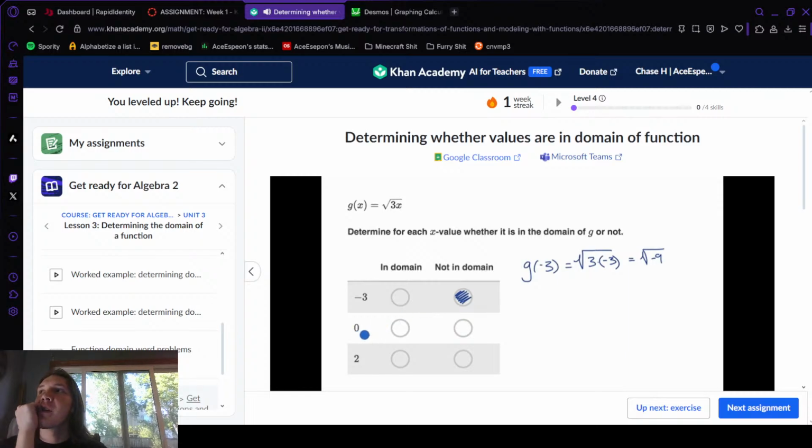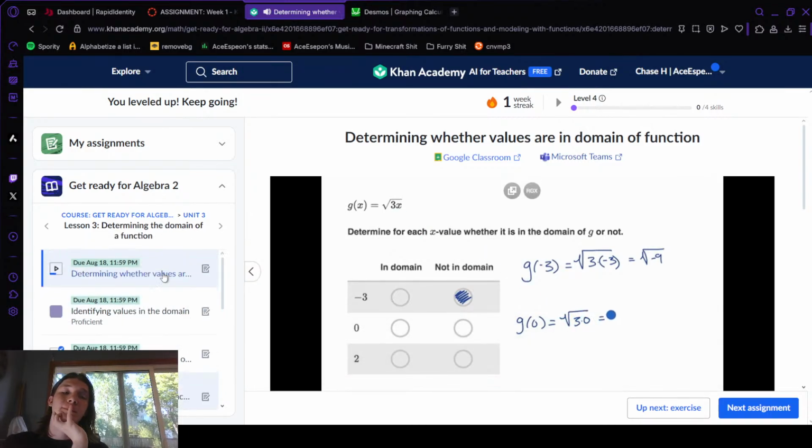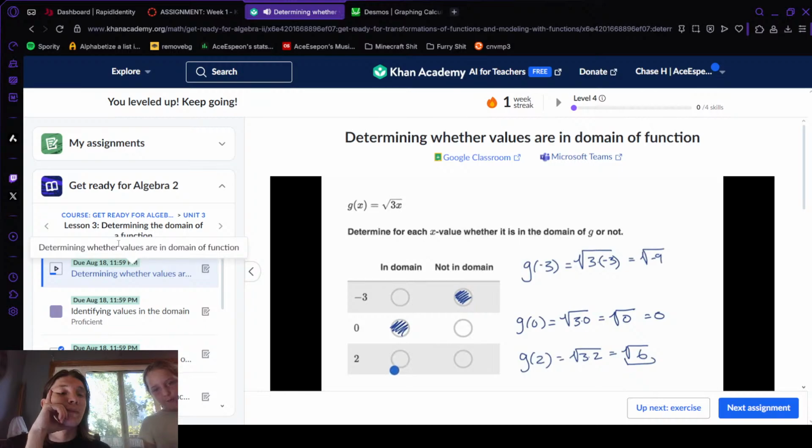What about when x equals 0? Well, g of 0 is going to be equal to the square root of 3 times 0, which is equal to the square root of 0, which is equal to 0. So that gave us a legitimate result. So that is in the domain. And what about g of 2, or x equals 2? Does that give us a legitimate g of 2? Well, g of 2 is going to be equal to the square root of 3 times 2, which is equal to the square root of 6, which is a legitimate output. So x equals 2 is in the domain.